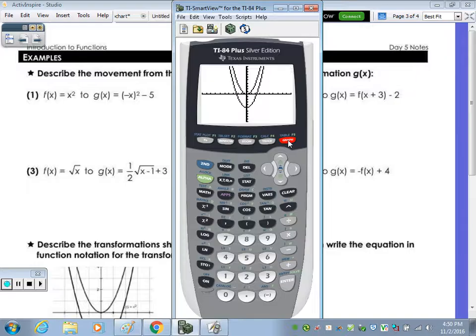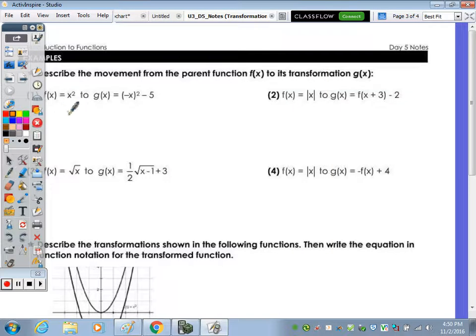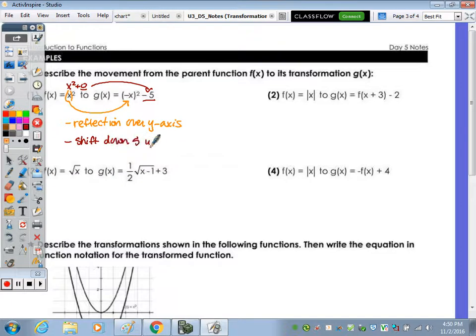So we can see what happened. The only shift was that it went down 5, because there was a reflection over the y-axis. And when you reflect over the y-axis, the left side will land on the right side. So when you see no change, that means with the parabola, we have a reflection over the y-axis. So let's write that. Going from here to here, that was a reflection over the y-axis. And really, this is x squared plus 0, so I'm going from 0 to negative 5. That's a shift down 5 units. Okay, and let's look at the square root function below.